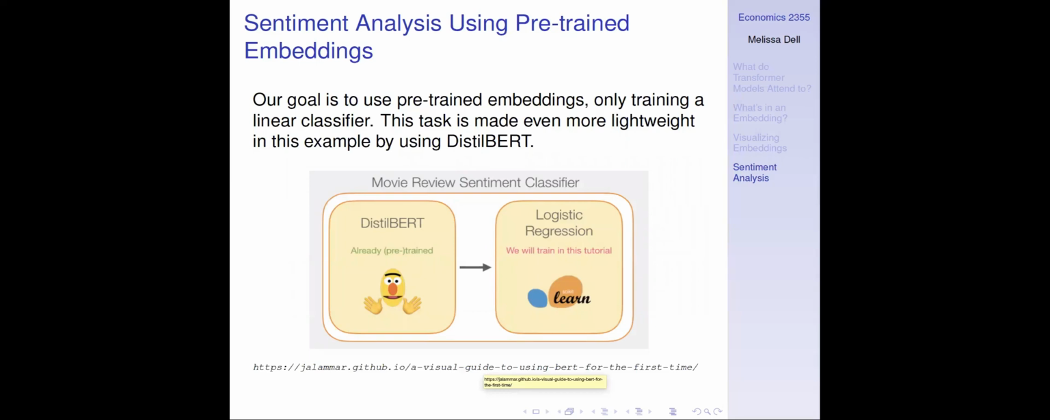Okay, so basically our goal in this exercise is to use the pre-trained embeddings, and we're only going to train a linear classifier. And this task is made even more lightweight by using DistilBERT, which, remember, is a smaller version of BERT that was made by Hugging Face, which is by far and away the dominant NLP library. So you take this very lightweight BERT called DistilBERT. It's already pre-trained. You pull the embeddings out of there. You're not going to touch any of its parameters, and then you're going to pass that to a classifier. And that is what you are going to train.